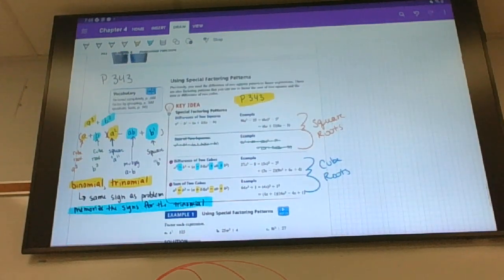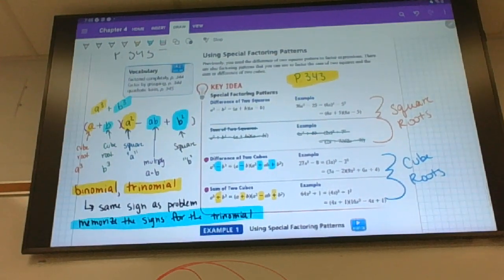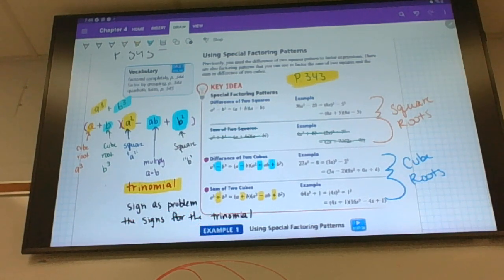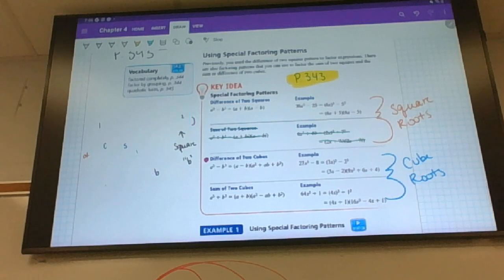So I'm on page 343, and I'm going to maybe erase this in here a minute. Pretty nice though. Yep, I'm going to start all over, a little bit by a little bit. Alright, looking at page 343. So good.